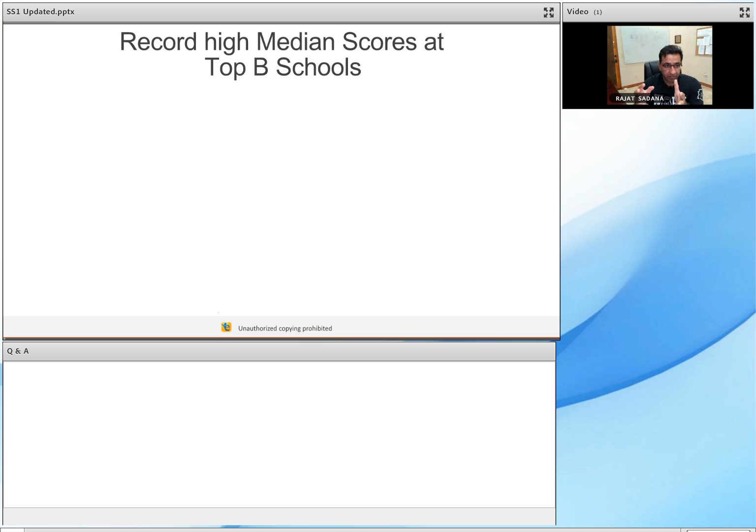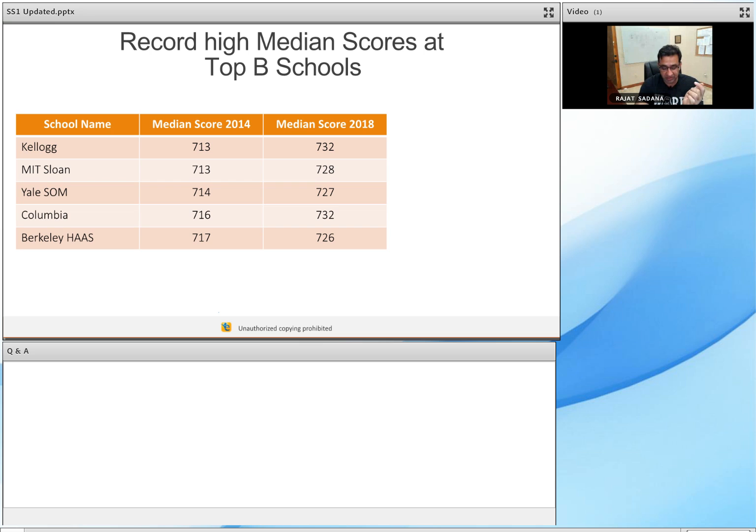The first piece is that top schools now require high GMAT scores. And when I say now require, this wasn't the case earlier. Think about median scores at top business schools and look at the last five-year trend. Most of the top schools now have a median score going towards that 730-ish range. Another thing you'll notice is that Harvard and Stanford are not here, because in 2014 these schools already had high median scores. If you want to apply for a PhD, get a 740. Don't go for a score lower than that.